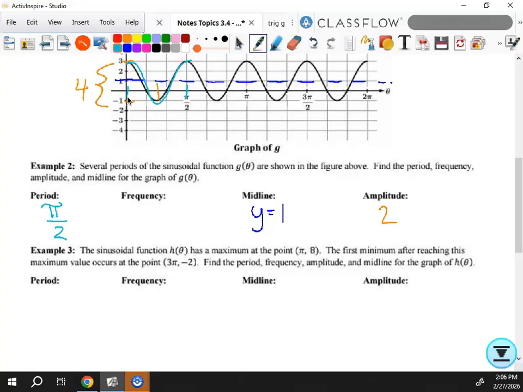Valdo, can you give me the frequency? I feel like it's calling on the same people as yesterday. How are the period and the frequency related?